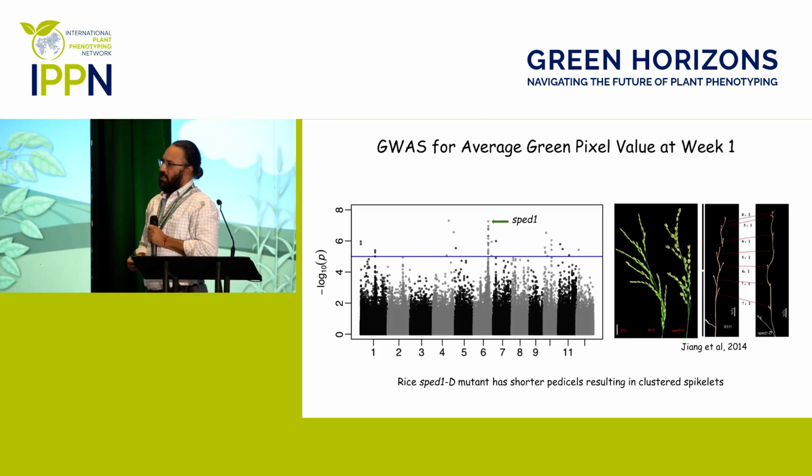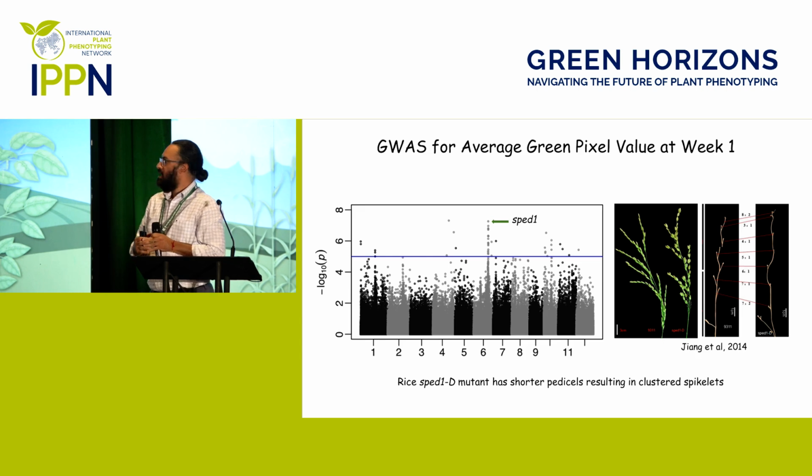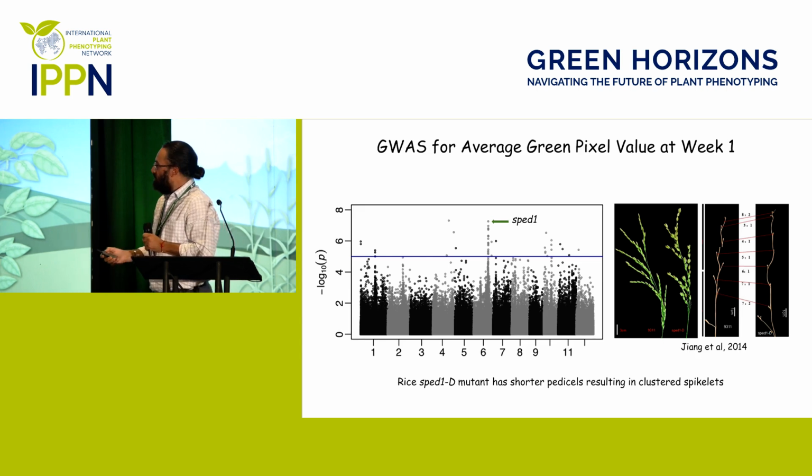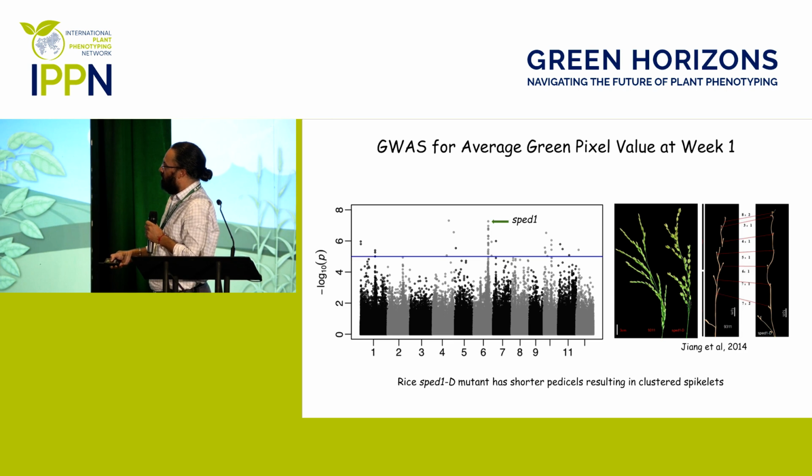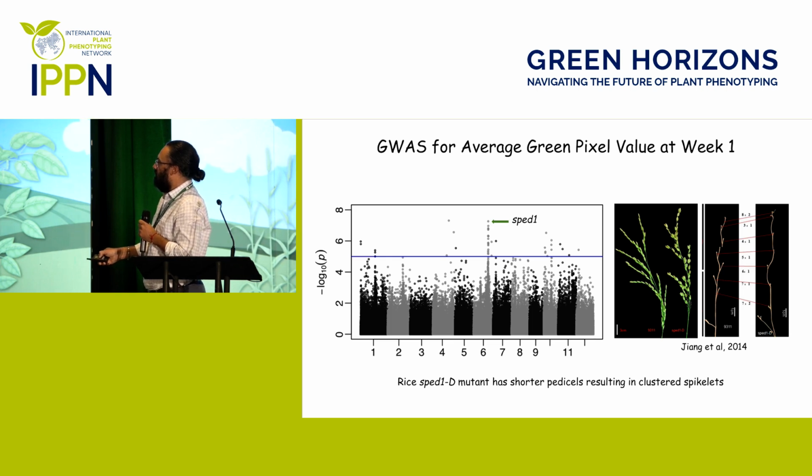Since this panel is heavily genotyped, with about 1.3 million SNPs, we next asked whether we could do GWAS and see what we find. We used the week 1 data for just the green pixels. These are the 12 chromosomes of rice, and one of the major peaks that caught our attention was a SNP that lies in a gene called SPED1.